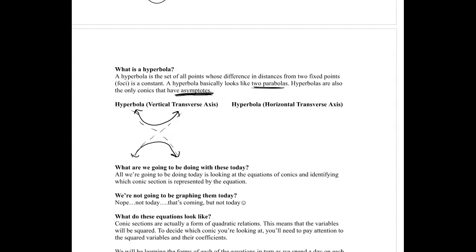Alright, and then if I have a hyperbola that has a horizontal transverse axis, I'm still going to have these asymptotes sitting here, but this time my parabolas are going to be opening up horizontally, which is side to side, which means that one of them is going to be going to the right, and one of them is going to be going to the left. And we're still going to have foci involved in both.